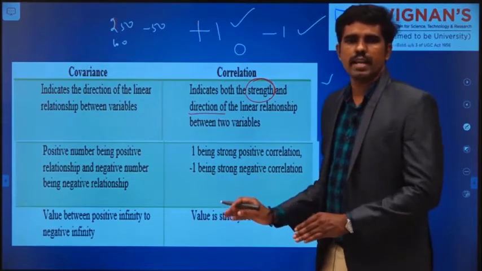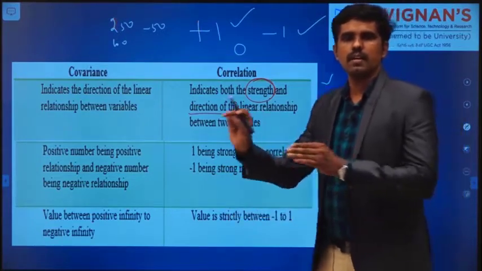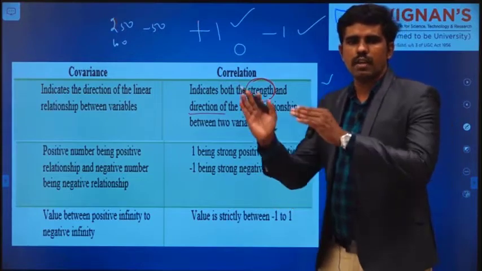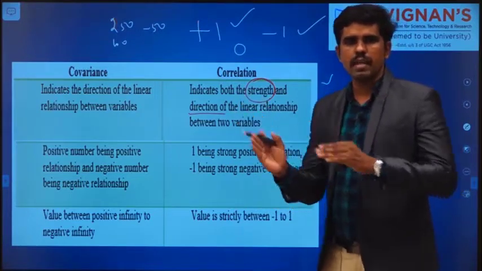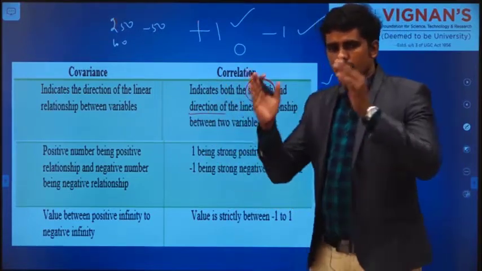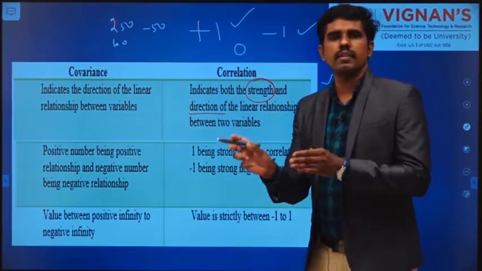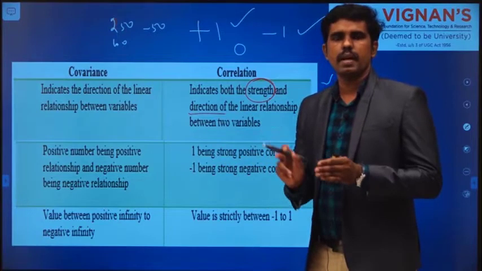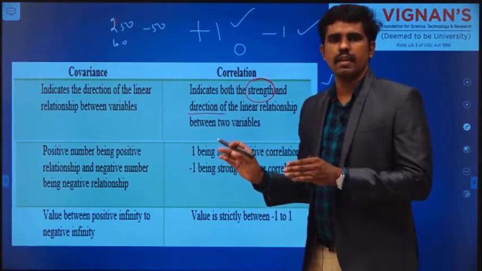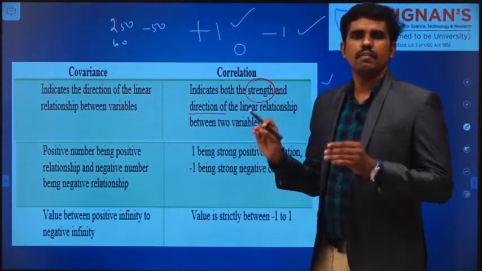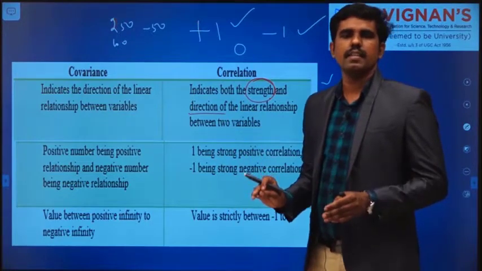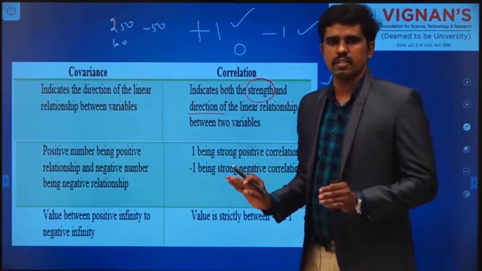So values lie between -1 and +1. We are normalizing; it is a normalized version of covariance. We are giving the limit, and within this limit, between -1 and +1, we are going to get a value. By using that value, we can say the strength of that relationship.